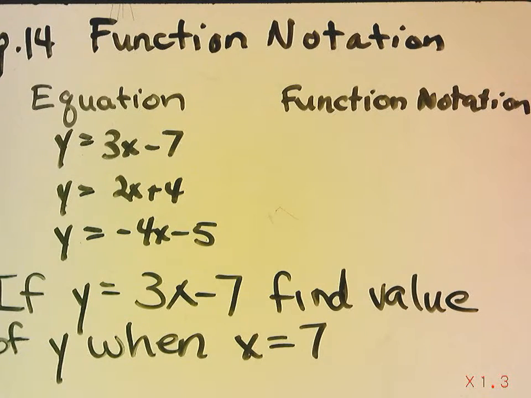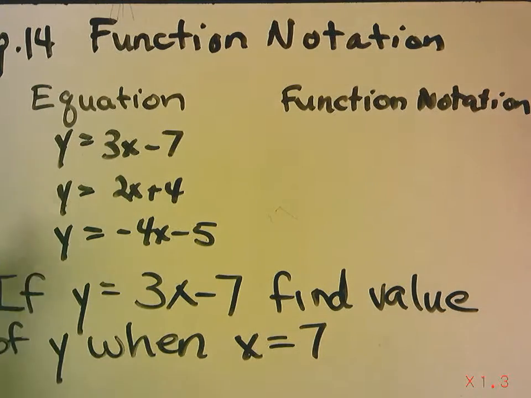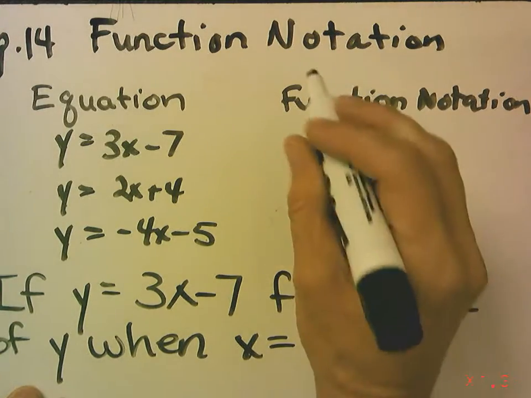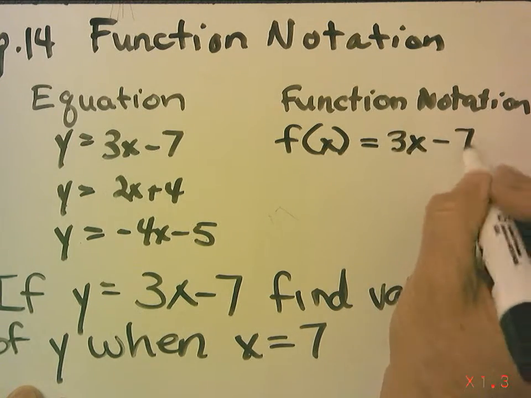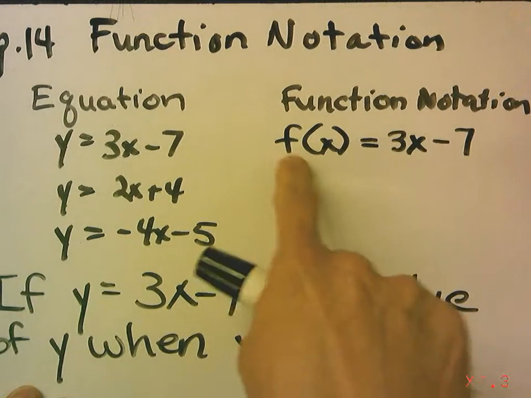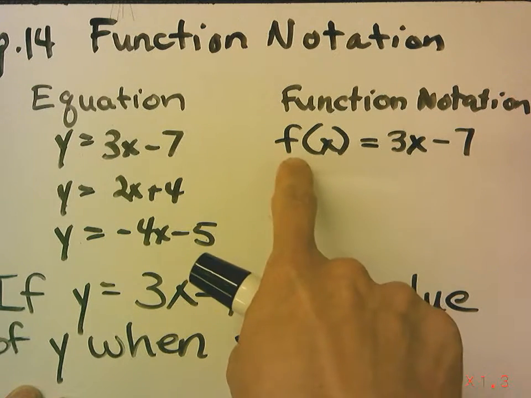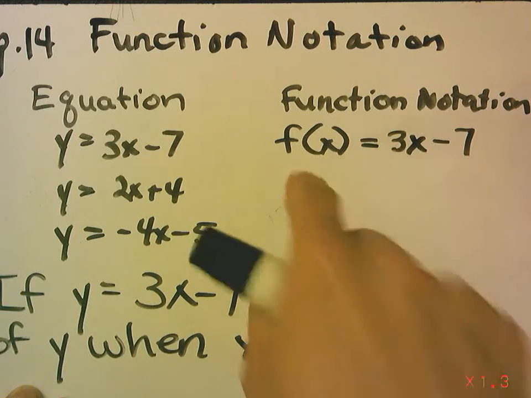Okay, now we're going to learn about function notation. If you turn to page 14 in your 4647 packet, this is where we discuss function notation. Function notation is just a different way of writing an equation. We're used to seeing equations written as y equals 3x minus 7. That's in slope-intercept form. This can be written in function form as f of x equals 3x minus 7. This is read as f of x, a function of x.